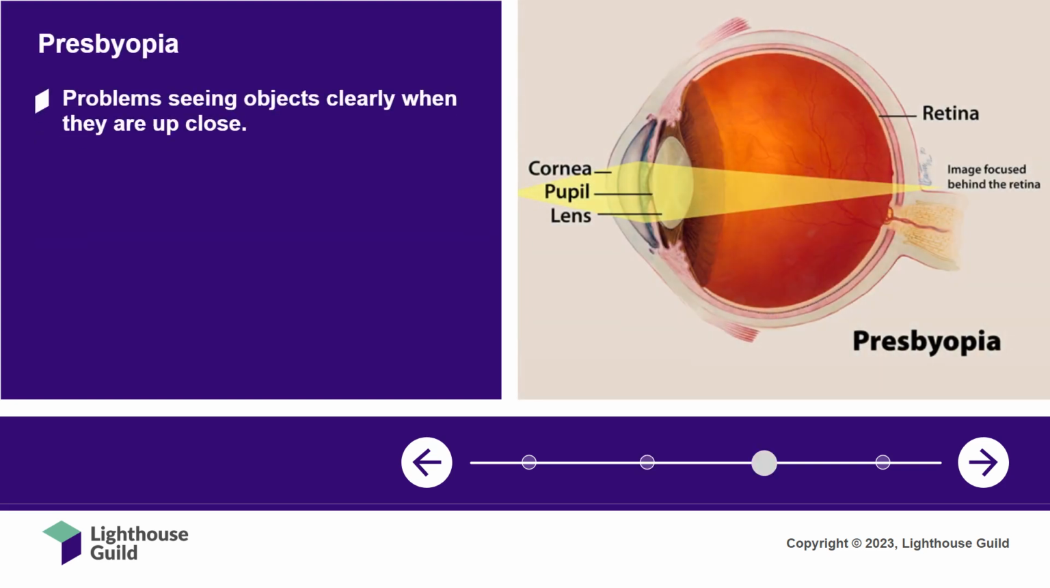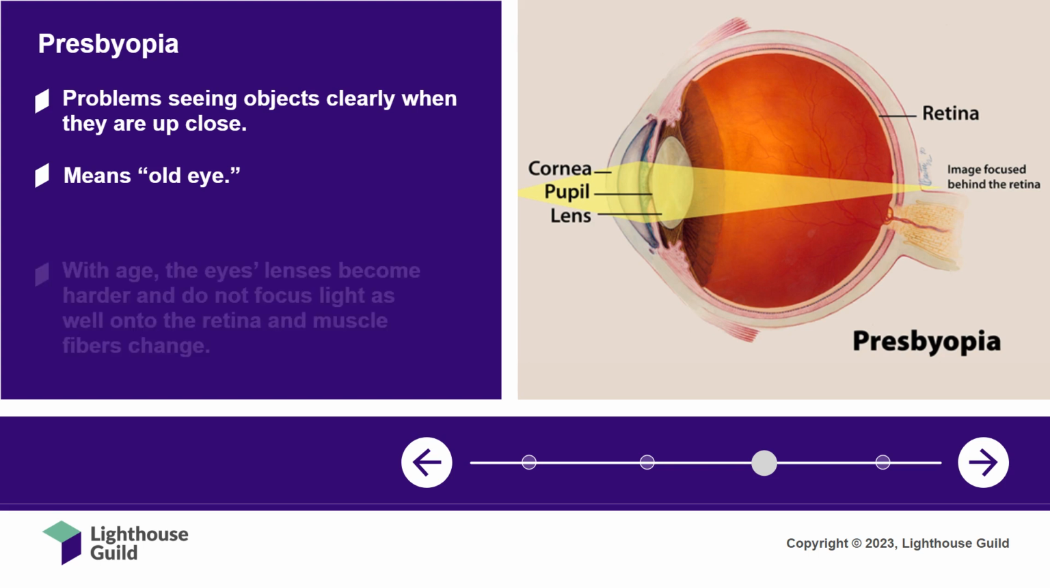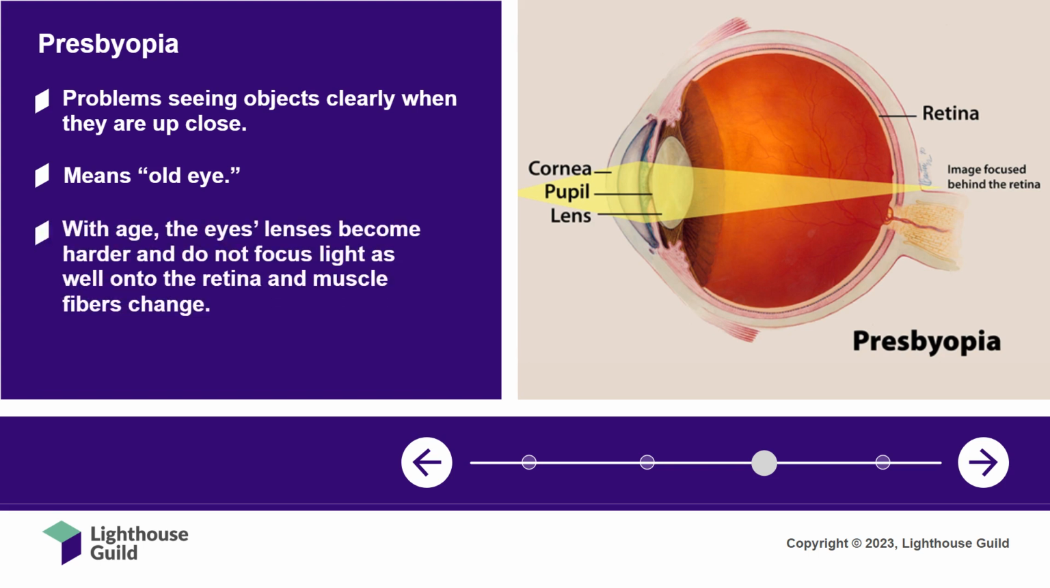Presbyopia means having problems seeing objects clearly when they are up close. It is a Greek word that means old eye, because presbyopia is a common condition that increases with aging. When you are young, your eye's lenses are soft and flexible, but as you age, the lenses become harder and do not focus light as well onto the retina. In addition, the muscle fibers around each lens change with aging, impairing your eye's ability to focus on objects that are close.